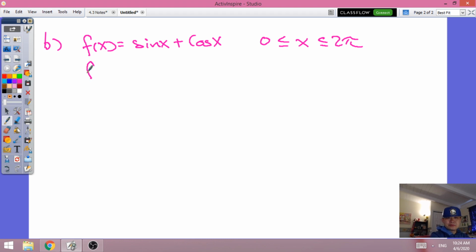Okay, so again, same process. First thing that you want to do, find the first derivative. So that's the first step. So derivative of sine of x, cosine of x. Derivative of cosine of x, negative sine x.